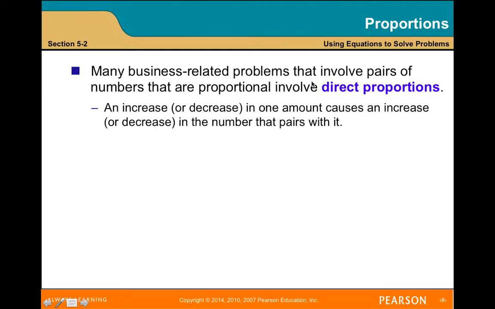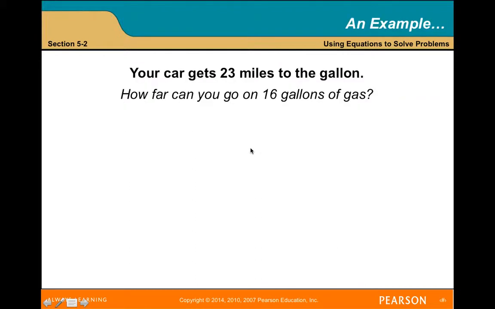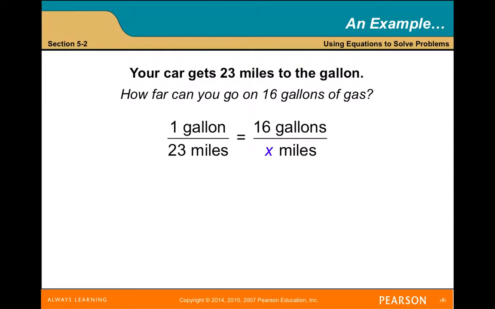Many business-related problems that involve pairs of numbers that are proportional involve direct proportions. An increase or decrease in one amount causes an increase or decrease in the number that pairs with it. As an example, if your car gets 23 miles to the gallon, how far can you go on 16 gallons of gas? This is an example that I use whenever I have to drive from Broward to Washington, D.C. I know that my car consumes 32 miles a gallon on the highway, so I try to figure out how many times I have to refuel.